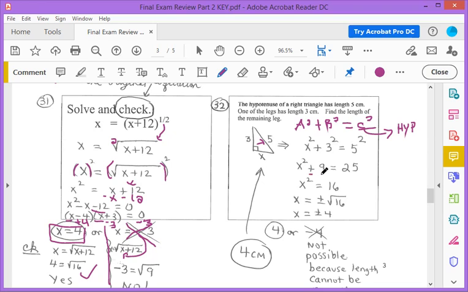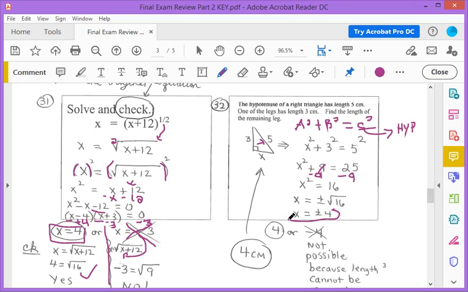So we want to solve this equation. We subtract 9 from both sides. We'll get x squared equals 16. So using our square root property, we know that x equals plus or minus the square root of 16. But the square root of 16 is 4. So plus or minus 4 are possible solutions, but we want to check them.